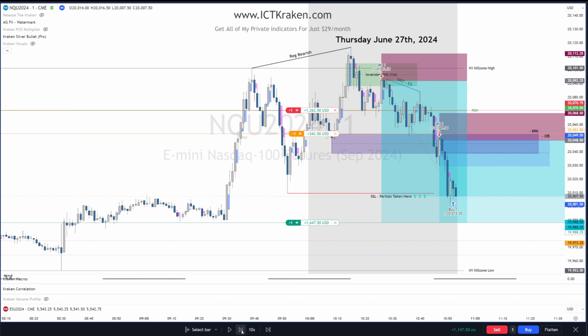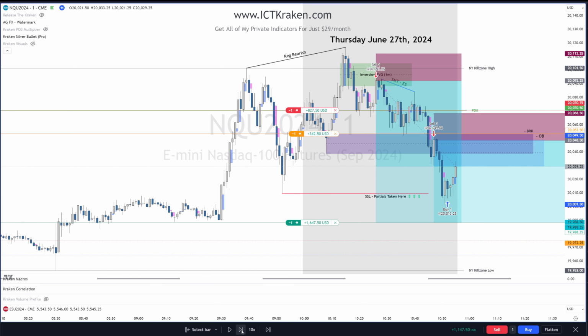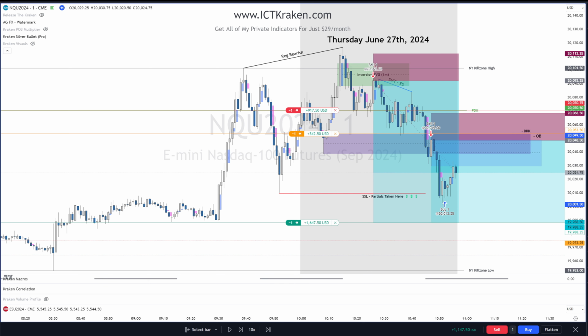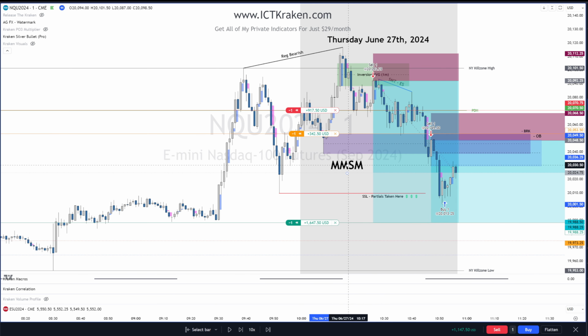Let's see how this goes. See if we get the magic. Take out the full model here. And just so you know, this is a market maker sell model. It's ugly, but it is a market maker sell model. Okay, it's very ugly. Buy side of the curve, sell side of the curve. It's just ugly.